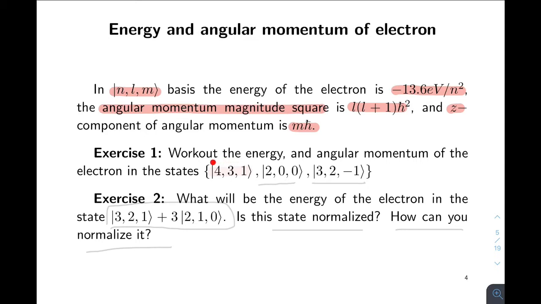So as an example, if we have the ket 431, we can tell that its energy will be minus 13.6 electron volt divided by 16. Its orbital angular momentum magnitude square will be 4 times 3, 12 h cut square and the Z component will be 1 h cut. As an exercise problem, try to work out the energy and angular momentum in these states as well as in this linear combination. For this linear combination, try to answer the question if the state is normalized and if it is not normalized, how you can normalize it.